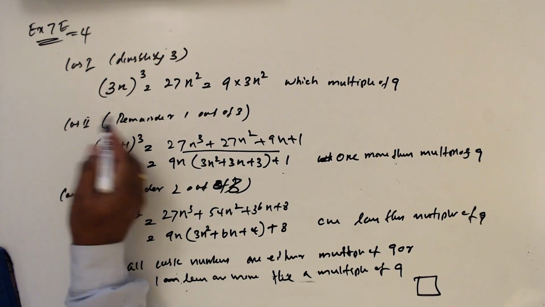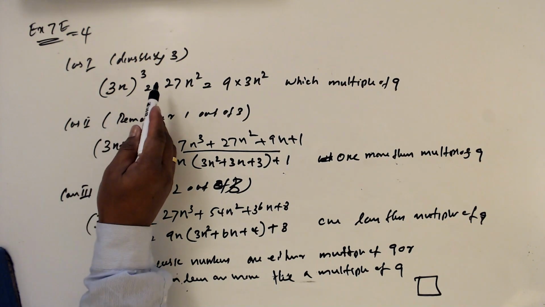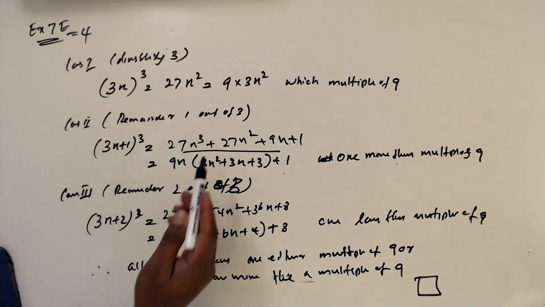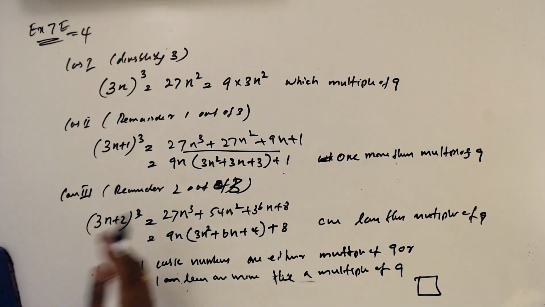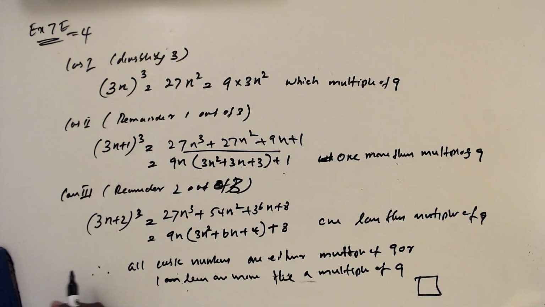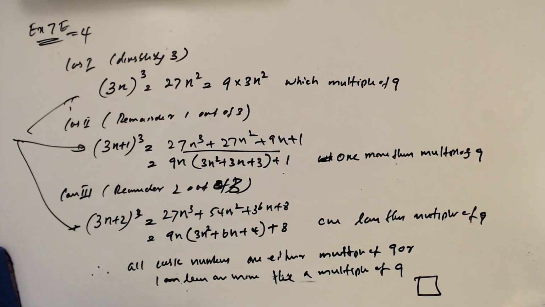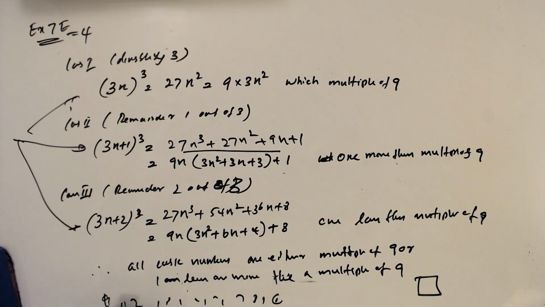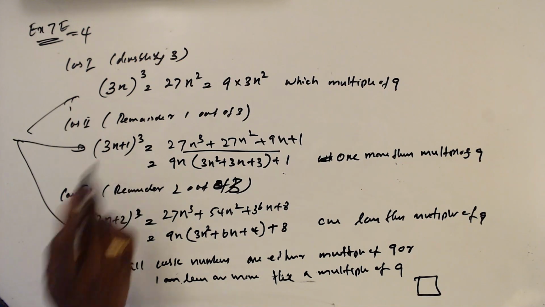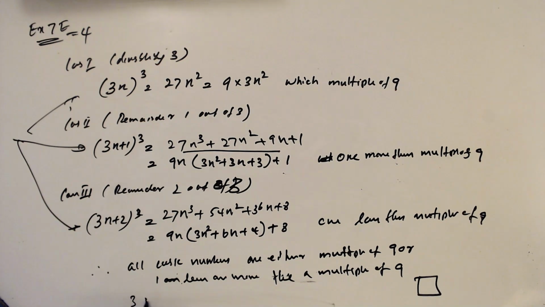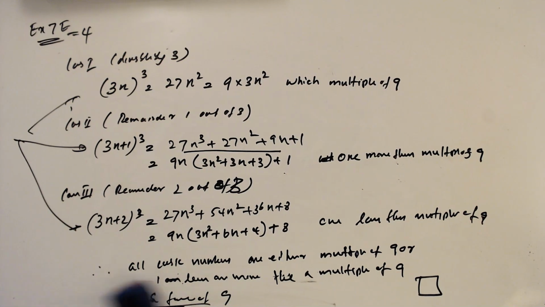In here, I take this one and divide by 3: no remainder, remainder 1, remainder 2. So the whole number line breaks into 3 baskets. Why did I break into these 3 baskets? Because I could break it into 9 baskets by dividing by 9, with remainders 0, 1, 2, 3, 4, 5, 6, 7, 8. But not because of this cubic, because 3 is a factor of 9. That's why we're breaking into that.